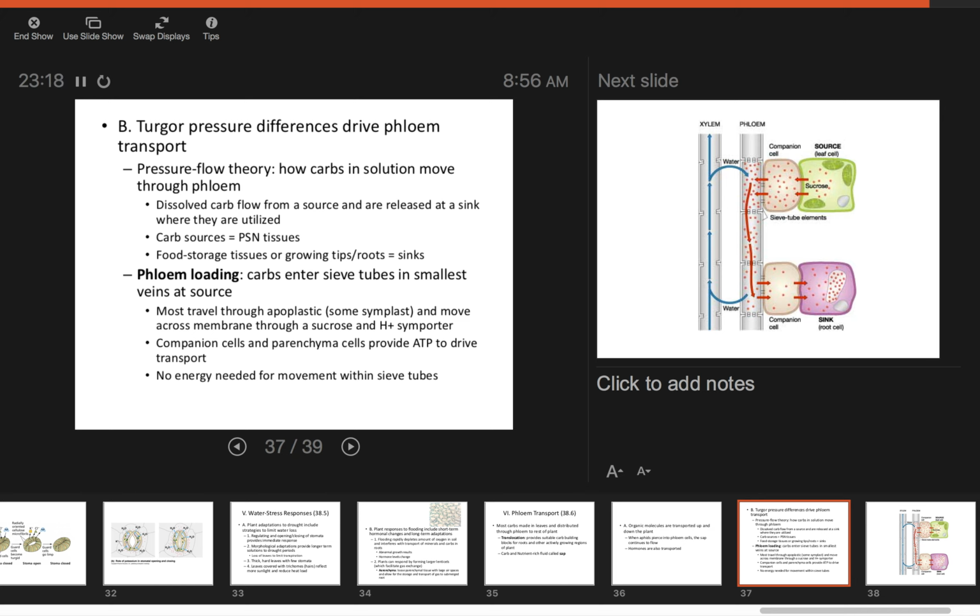Carbs enter the sieve tubes, which is basically phloem, in the smallest veins at the source, and most travel through apoplastic, some symplastic movements. They'll have to use a sucrose-hydrogen symporter, which is a protein channel. There are companion cells and parenchyma cells that provide ATP to drive this transport from the leaves down to the roots. There's no energy needed for the movement within the sieve tubes.